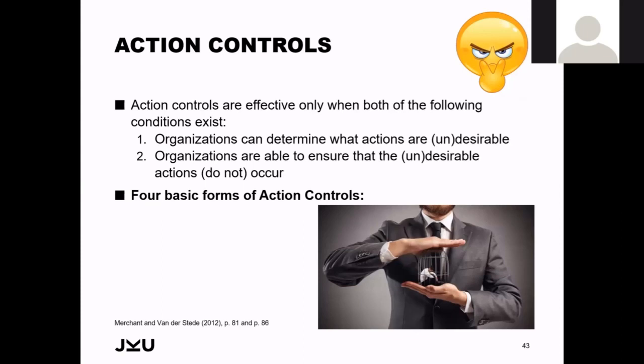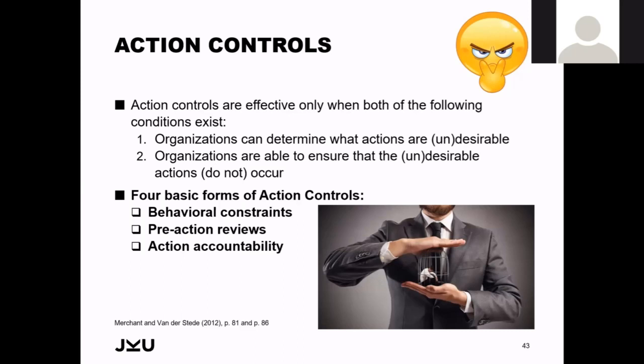We have four basic forms of action controls, namely behavioral constraints, meaning that we cannot just do any behavior. I'll get to that point later. Pre-action reviews: ahead of time, before employees even act upon something, we already review how employees could possibly act. Action accountability, making employees responsible for their actions, as well as redundancy, double checking, the four-eyes principle, so to speak. Those are the basic forms of action controls.